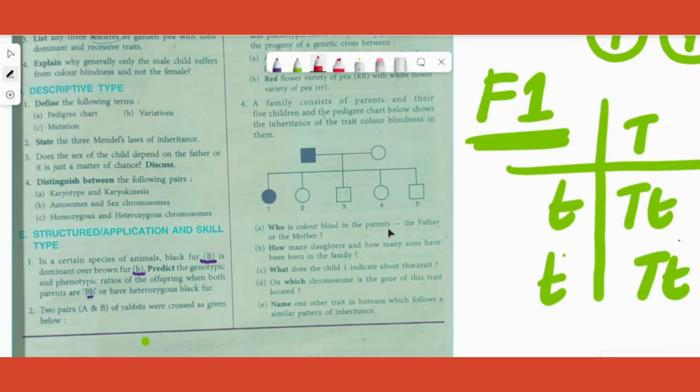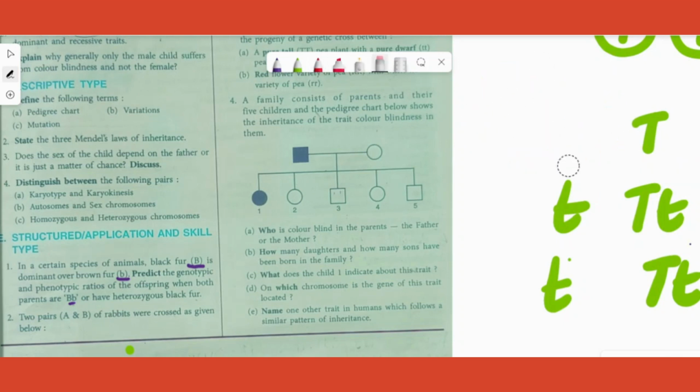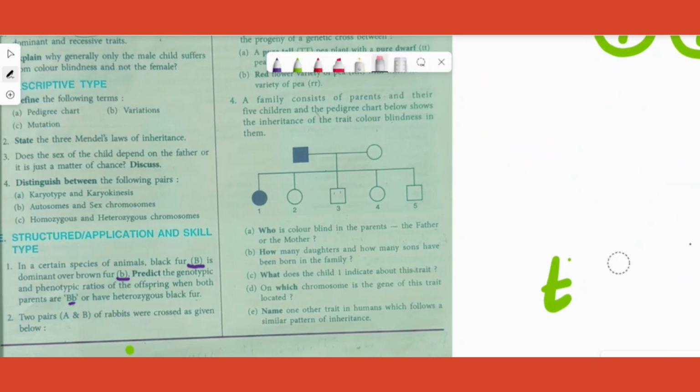Who is the colorblind parent? Is it this one or this one? So we know from the understanding of pedigree that whatever is the shaded one is the one which has the disorder, or the trait under study is shaded. Okay. So from there you know that. So the first question's answer is the father is the colorblind one because the square is shaded. How many daughters and how many sons? 1, 2, 3 daughters and 2 sons. Circles are all daughters, squares are all sons.